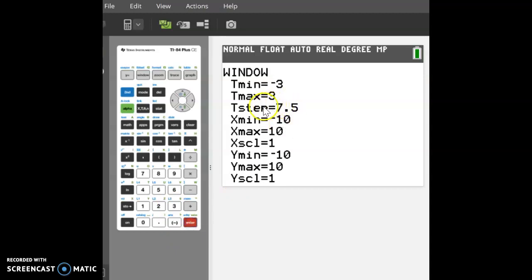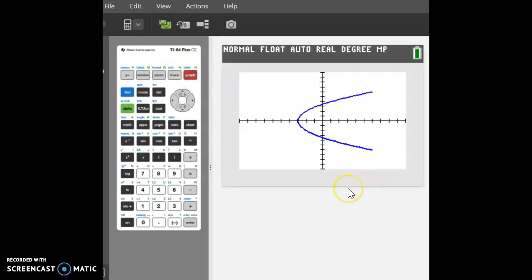T-step is how often it is going to plot a point. The smaller the T-step, the more points we have and the smoother the graph will be. You don't want to go too small, because then it might slow your calculator down and freeze it up. So let's just try 0.1 and we'll see where that goes. X-min, x-max, y-min, y-max can stay -10 to 10, -10 to 10. That's what the graphs that we're giving you use, so those should stay there as well. Now if we hit graph, we get this beautiful sideways parabola.